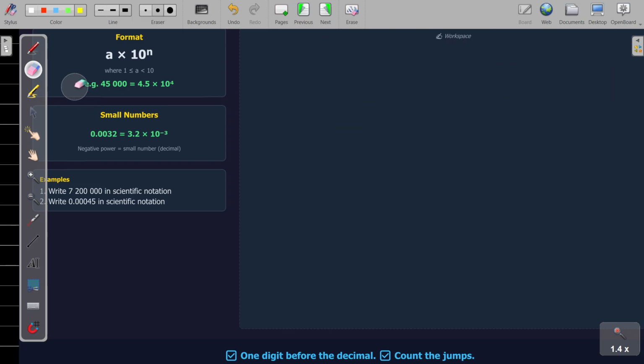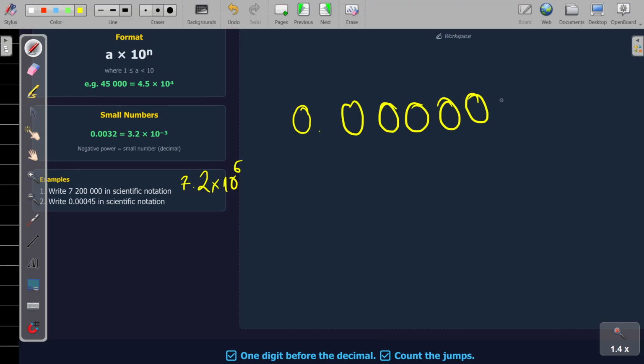What about smaller numbers? For example, something like 0.0000075 millimeters. Now we want to follow the rule, one non-zero digit before the decimal. So we place the decimal between the 7 and the 5.